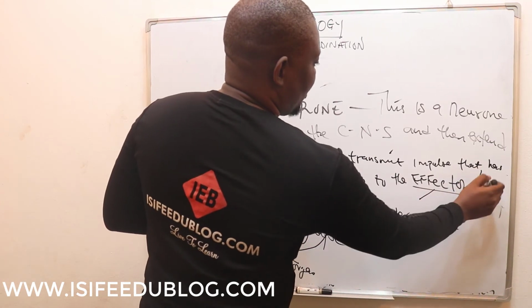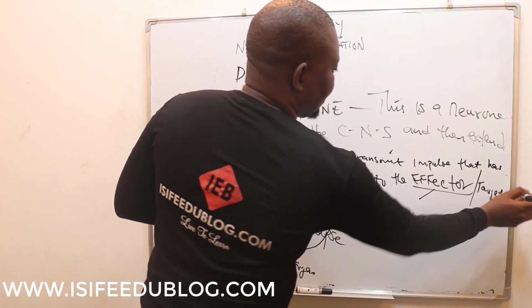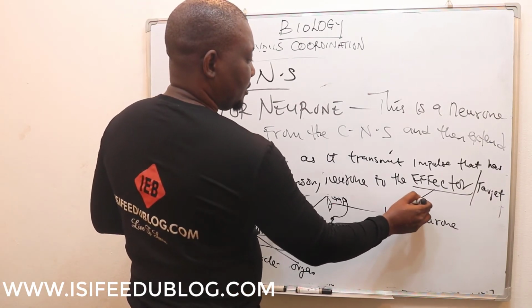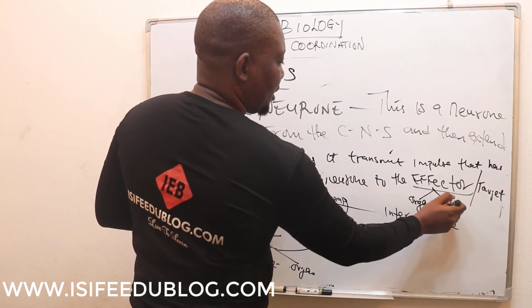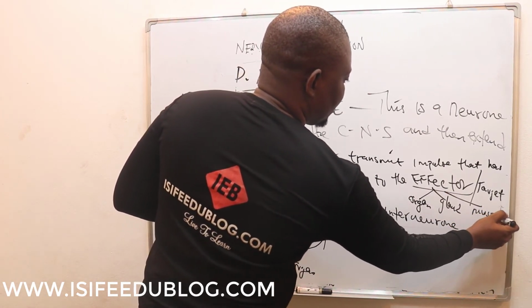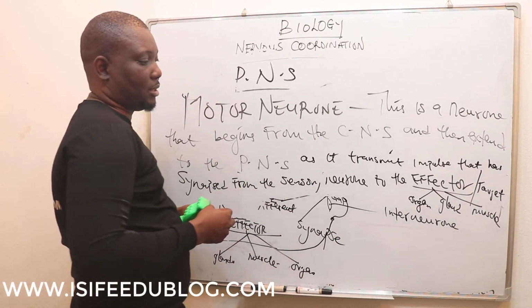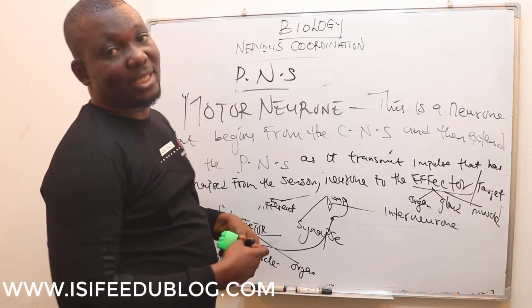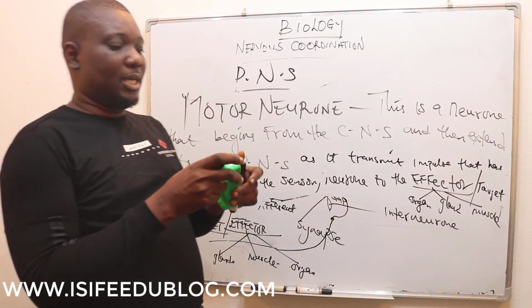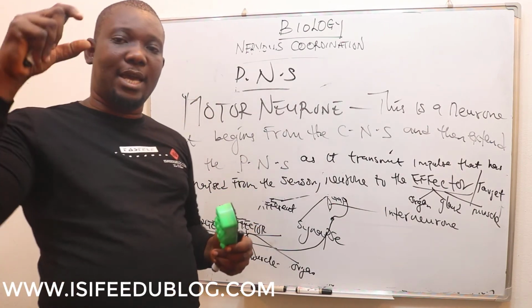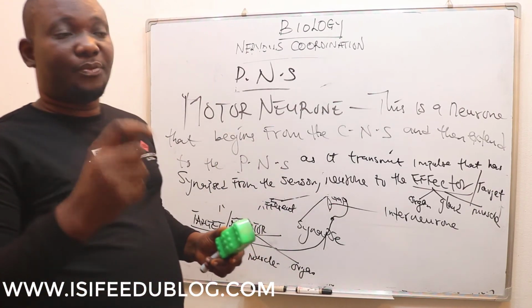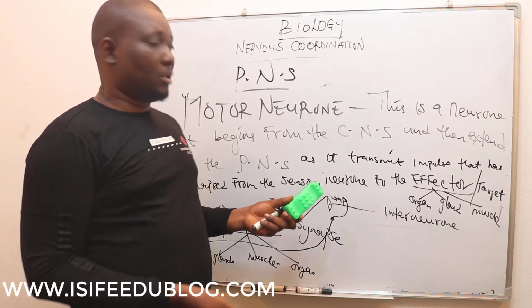This effector can also be called the target, which can be target organs, it can be glands, and it can be what? Muscles. In terms of muscles, the motor neuron controls the bicep muscle and the tricep muscle to relax and contract, so that if a person has put his hand on a hot object, the hand can be quickly withdrawn without further thinking or delay. So these are the types of neuron.